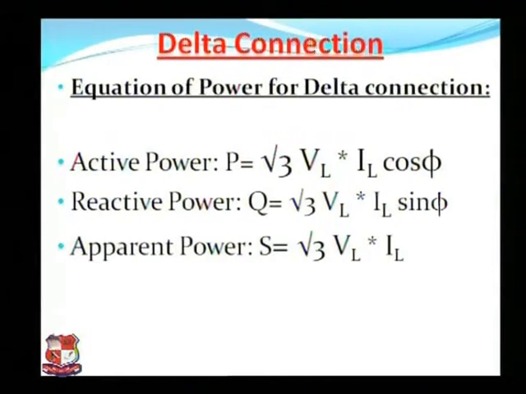Now the equation of power factor is almost the same as the Y connection. There are three powers: active power, reactive power and apparent power. The active power is P equals root 3 VL IL cos phi. If you replace cos phi with sin phi, it becomes the reactive power, denoted Q, that is root 3 VL IL sin phi, and the apparent power is S equals root 3 into VL IL. So the power equations are the same in a star connection and a delta connection. There is only a little difference in the line voltage, line current, phase voltage and phase current in star and delta systems.